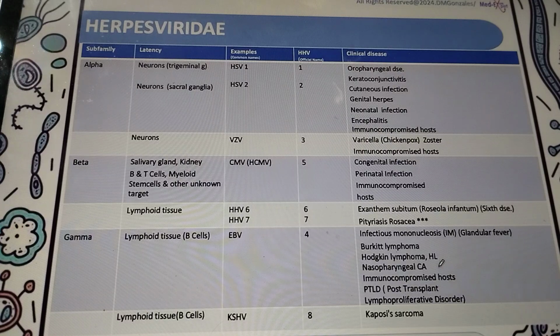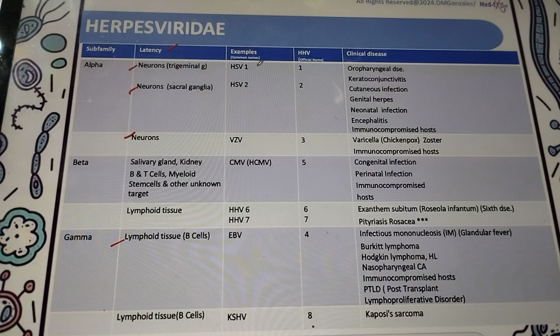We mentioned that it is classified according to the site of latency. The alpha family are latent in the neurons, the gamma in the lymphoid tissue, and the beta in the salivary gland, a mix. So of these 130 herpes viruses, only 8 are clinically significant. And everyone here is important. Everyone here, you need to know.